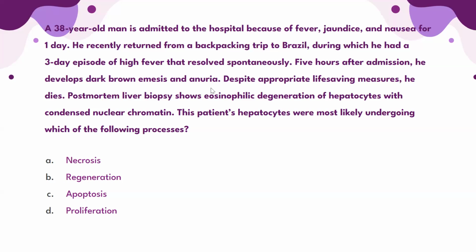Anuria means that he is not urinating, right? Despite life-saving measures, he dies. Postmortem liver biopsy shows eosinophilic degeneration of hepatocytes with condensed nuclear chromatin. These hepatocytes were most likely undergoing which of the following processes? Necrosis. Okay. I thought it was necrosis too, actually, initially, but it's actually not. It's apoptosis. Do you think you would know why?